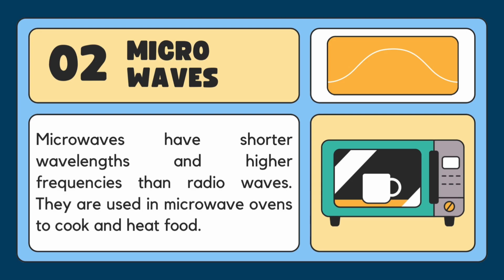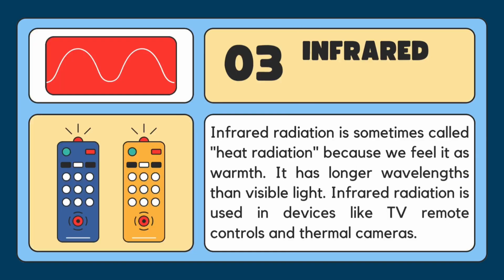Next region is microwaves. Microwaves have shorter wavelengths and higher frequencies than radio waves. They are used in microwave ovens to cook and heat food. So when we say microwaves, they are often associated with appliances like microwave ovens, which are used for cooking and heating foods.